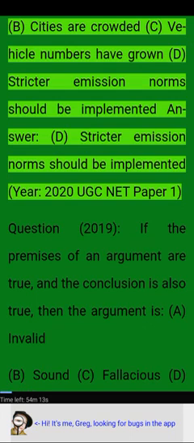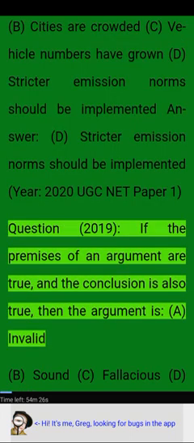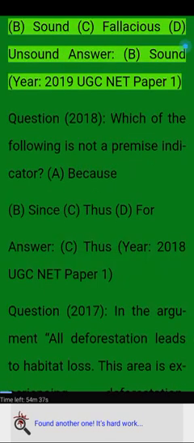Year, 2020 UGC NET Paper 1. Question 2019. If the premises of an argument are true, and the conclusion is also true, then the argument is A. Invalid. B. Sound. C. Fallacious. D. Unsound. Answer. B. Sound. Year, 2019 UGC NET Paper 1.